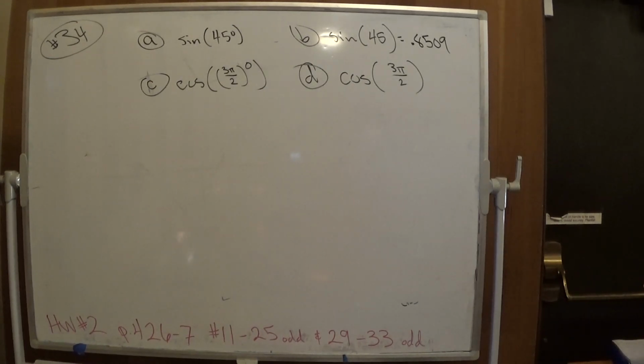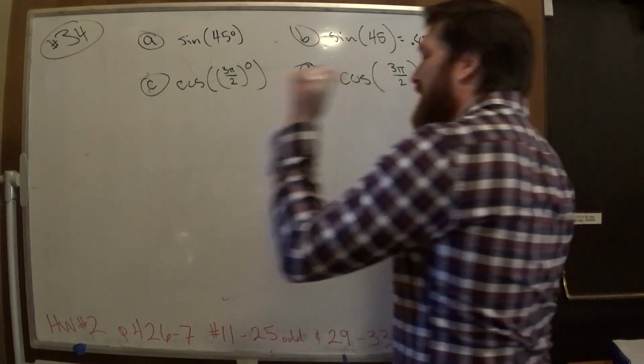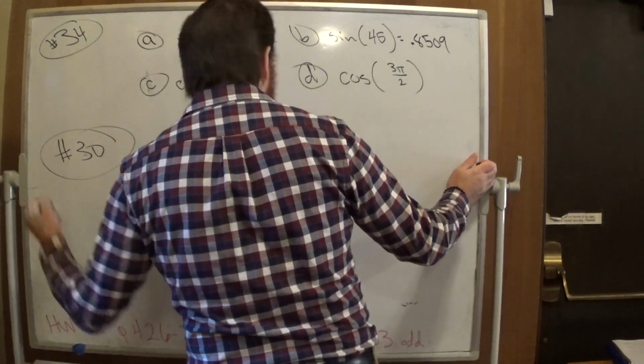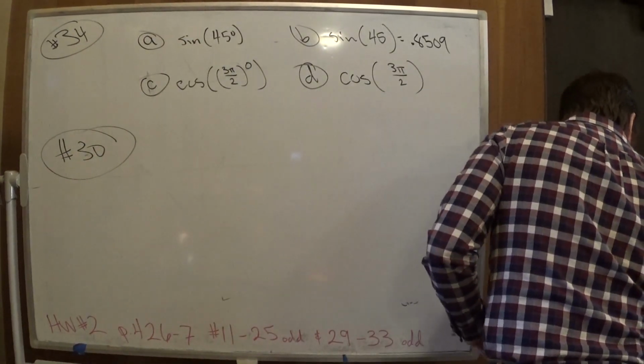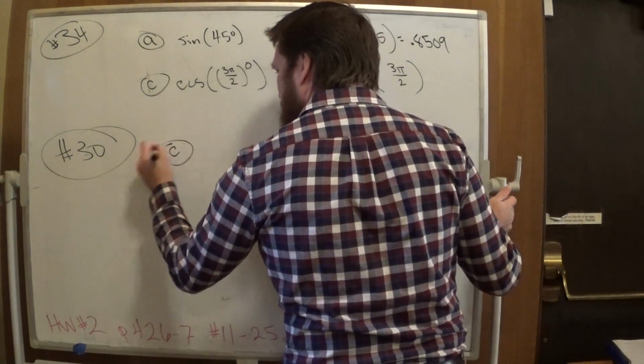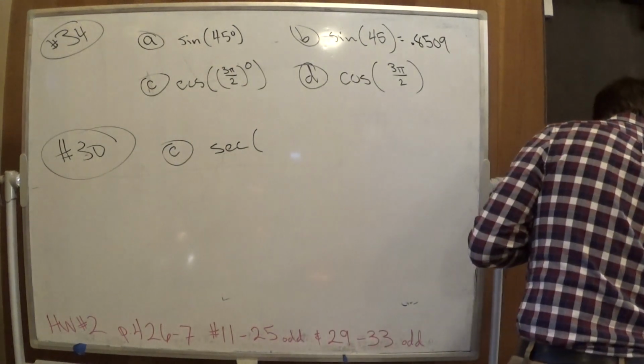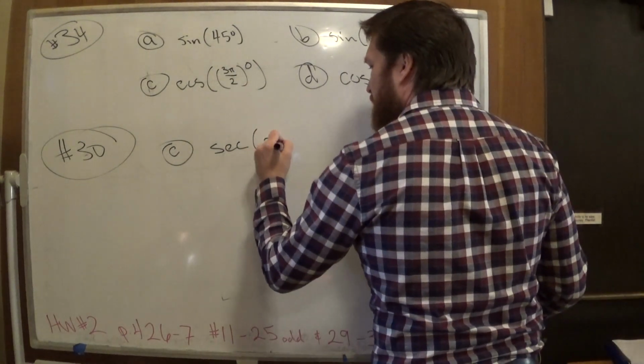Now, the last type of problem you're going to run into with this is in number 30. I'm just going to do one of them from here, and it's letter C. It says to compute secant of 202 degrees.